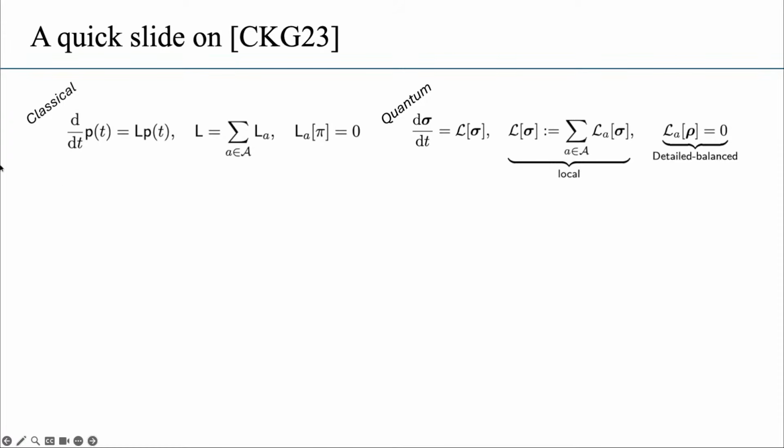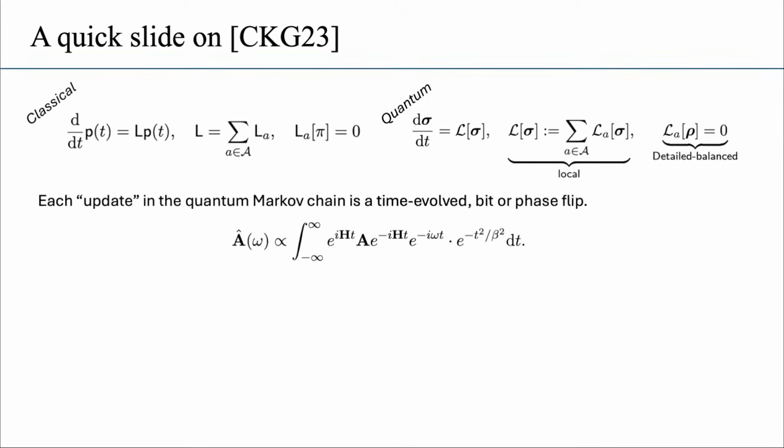So in the classical setting, the updates are relatively simple to describe. They're just bit flips. In the quantum setting, we do need to change a little bit the structure of the dynamics in the sense that each update in this family of quantum Markov chains will be the time evolution of a bit or an X or Z operator. And the time evolution is filtered by a Gaussian filter, which depends on the temperature.